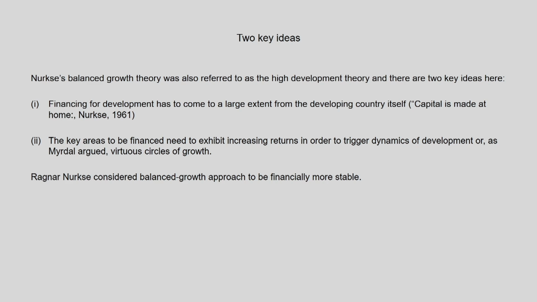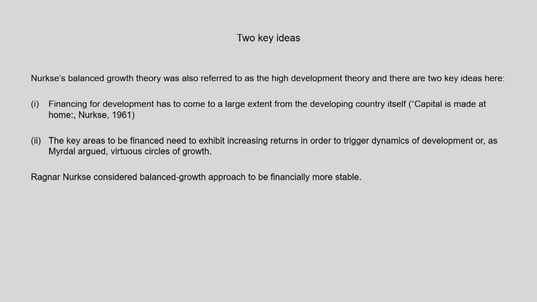So financing for development has to come to a large extent from the developing country, because of which balanced growth, or heavy investments in different sectors of the economy, different industries of the economy, has to take place simultaneously, was the proposition that he was making, because there were certain dangers to depending upon foreign aid or foreign capital for development. The second key point that he was trying to make was that the key areas to be financed need to exhibit increasing returns in order to trigger dynamics of development, or as Gunnar Myrdal was arguing, virtuous circles of growth.